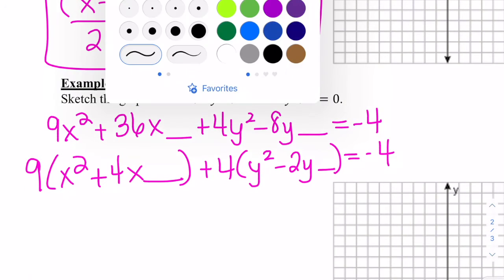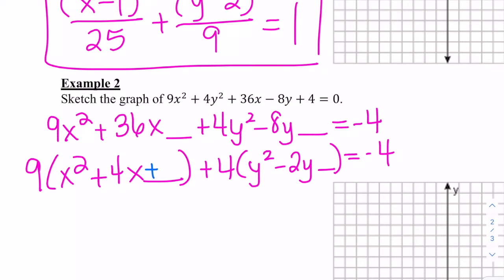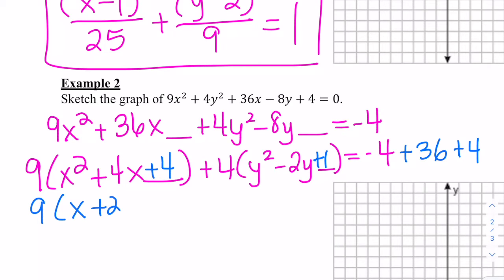Now remember, to complete the square, we're going to have to divide b by 2 and then square it, but in actuality, we're adding 36. And for y, we're adding 4 to both sides. So this will factor into 9 times x plus 2 squared plus 4 times y minus 1 squared equals 36.